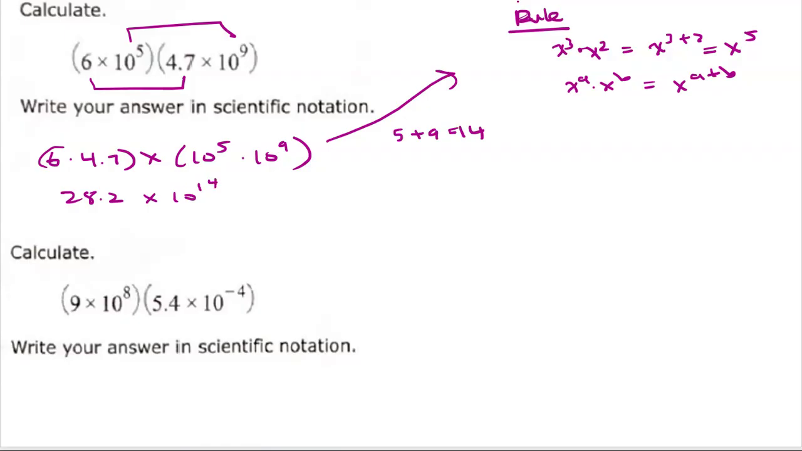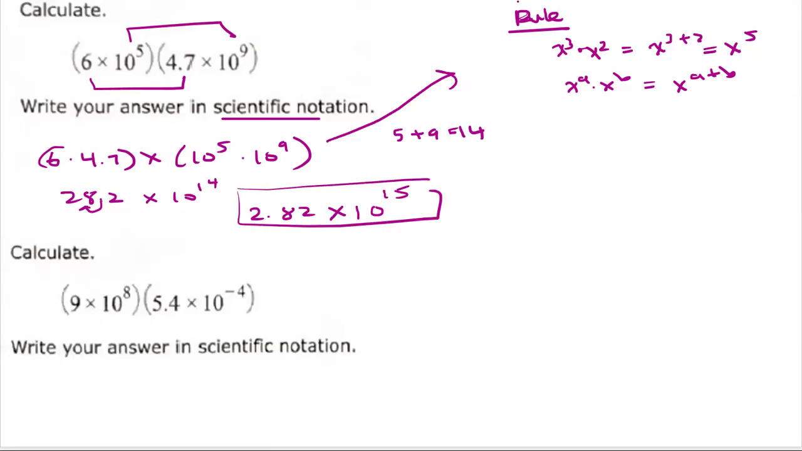Okay. Now I have to be careful because it says write your answer in scientific notation. This is not scientific notation. Why? Because I have two numbers in front of the decimal. So what I need to do is move this decimal here and move it to the left. So when I do that, I get 2.82 times 10. Again, when I move it to the left, the power goes up. Okay, so 2.82 times 10 to the 15th power, and then there's our final answer.